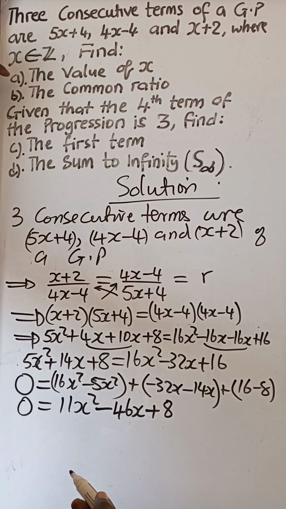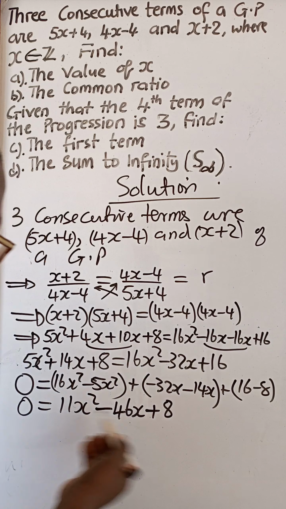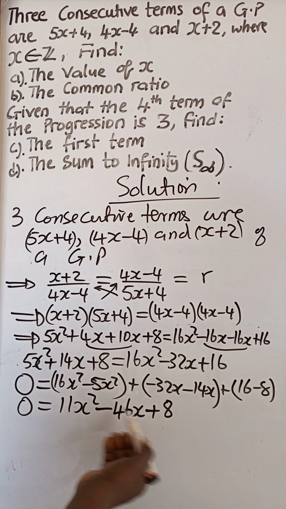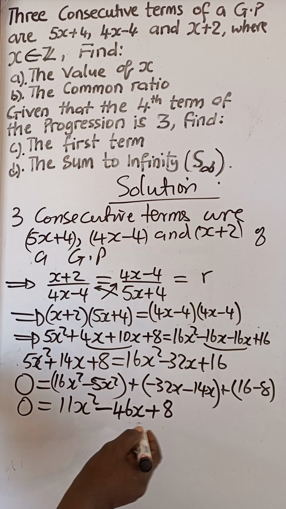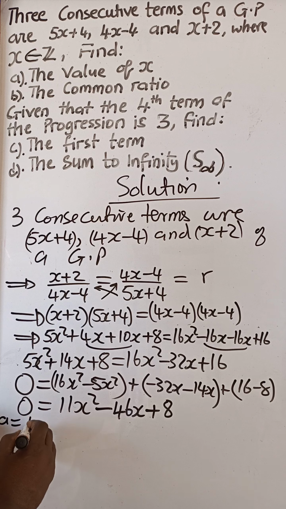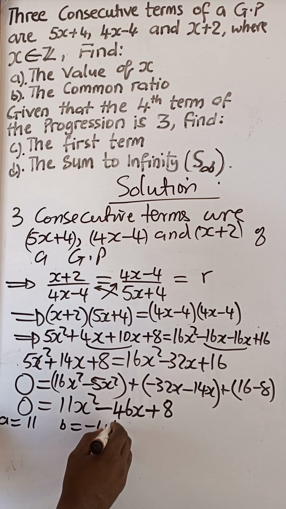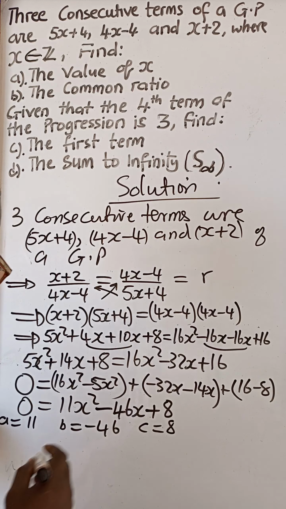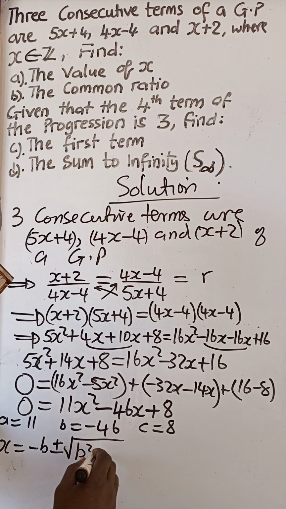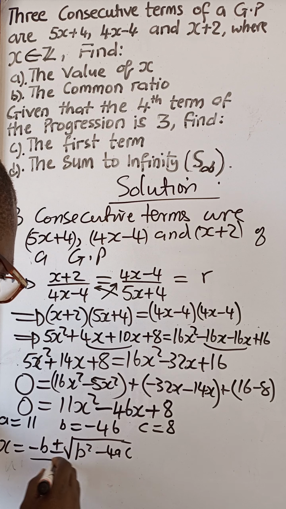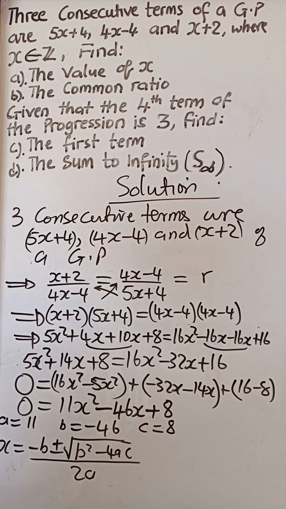Remember our first question here. Question A says we should solve for the value of x. So this is what we are doing. We need to solve for x in this quadratic equation. So if we prefer the quadratic formula, which is the best here for now, we know our A is 11, our B is negative 46, and our C is 8. And the quadratic formula says x equals negative b plus minus the root of b squared minus 4ac, all of that divided by 2a.